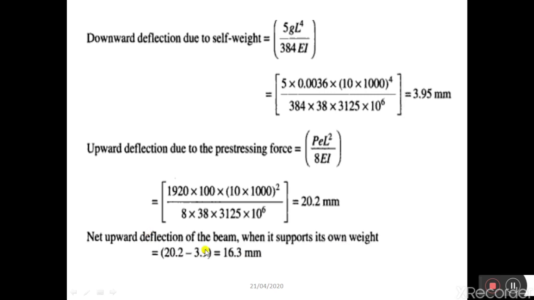Or if you consider this 20.2 as minus and this as plus, because as I said, the upward deflection is always negative because it is in hogging shape, and that deflection is developed due to the compressive forces. And sagging bending moment is always in downward direction and it is positive. So you can also consider this as negative and this as positive, so that the final answer will be minus 16.3 mm. There that minus indicates upward deflection.